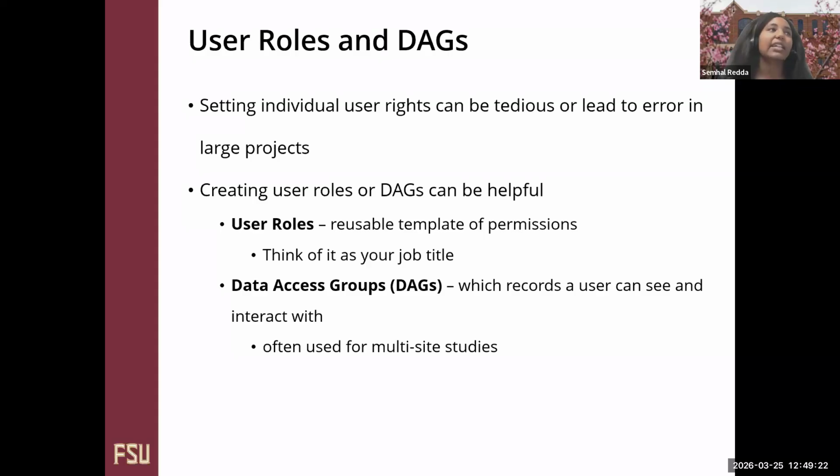Right, user roles and DAGs. Setting individual user rights can be tedious or lead to error in large projects. Some tools to help you get around that are creating user roles and DAGs. A user role is basically a reusable template of permissions. Think of it like a job title. A DAG controls which records a user can see and interact with, and these are used for multi-site studies. We'll talk about each of these individually.